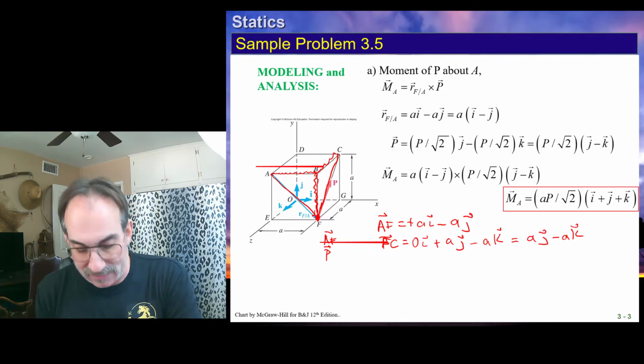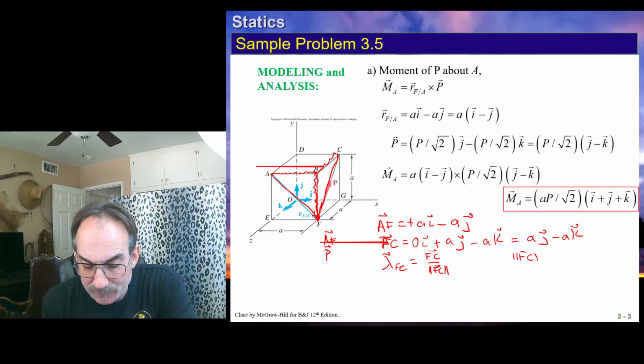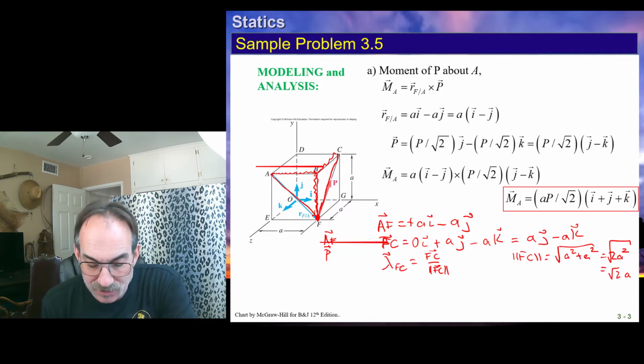What we're going to need to do to get the force vector is turn this FC into a unit vector. We want the unit vector along FC. That means we're going to need the magnitude. That will be FC divided by the magnitude of FC. Okay? So let's take a sidebar and calculate the magnitude of FC. That is just the square root of a squared plus a squared, which is 2a squared, which is just a square root of 2.